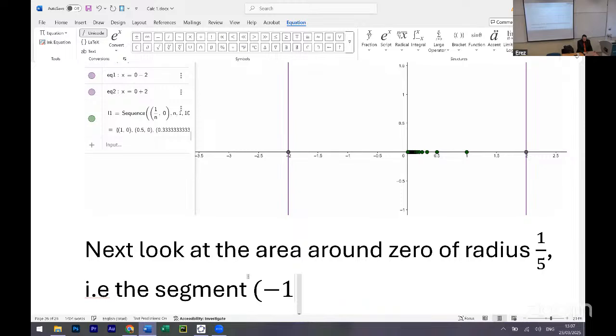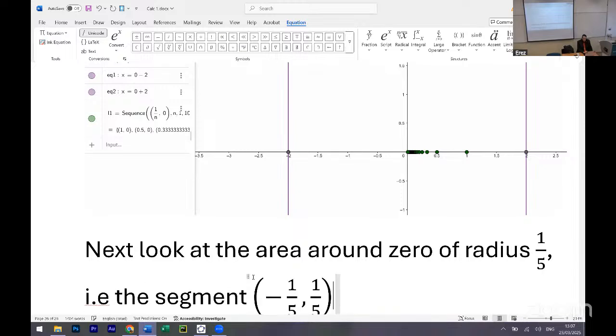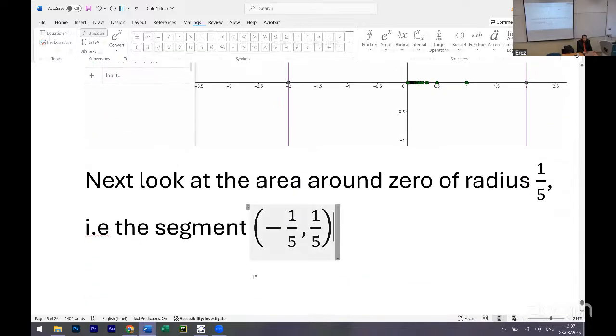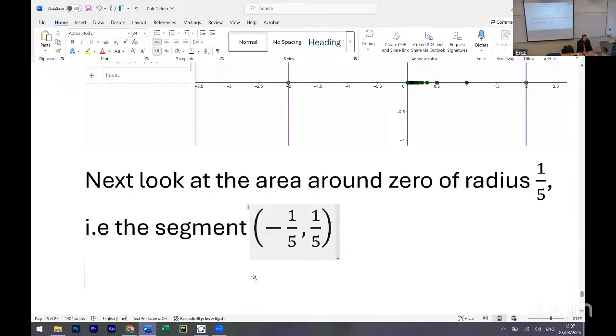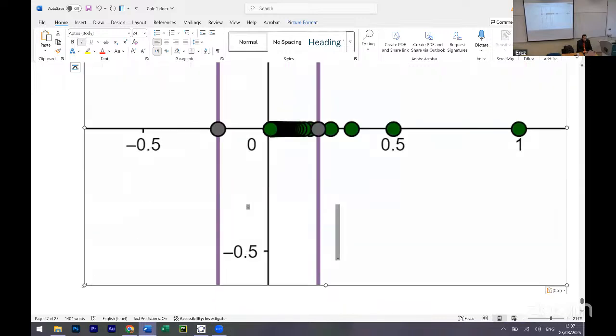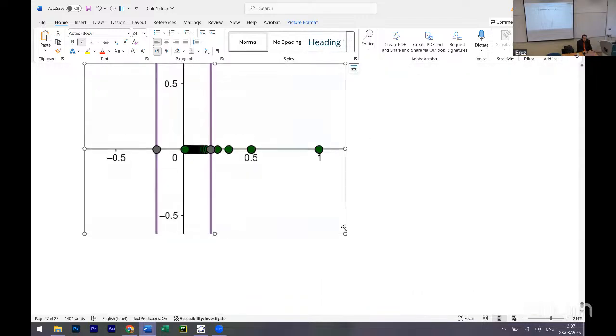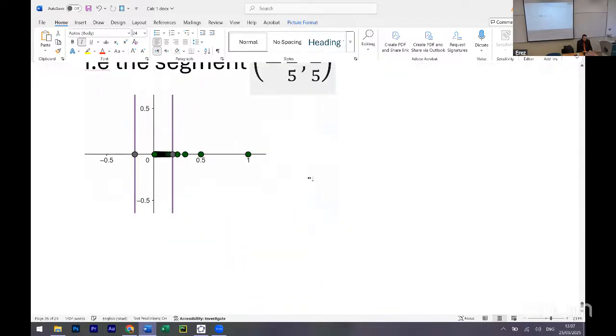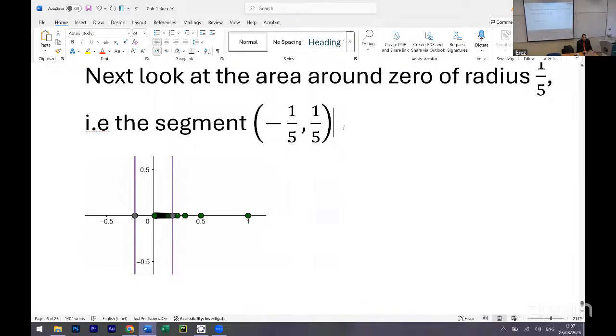-1/5 and 1/5, right? Because it's 0, it's quite easy. And in the following drawing, illustrated in the following drawing, are all the elements of the sequence contained within this segment? Obviously not. But it still doesn't change your mind about this being the limit, right?